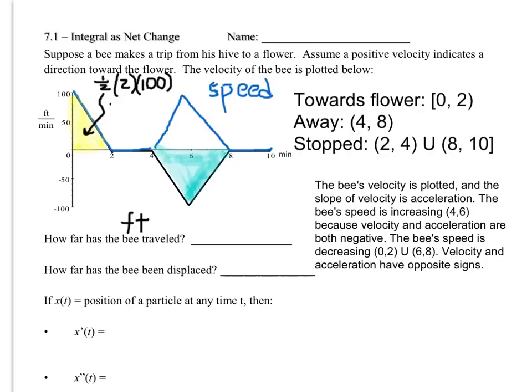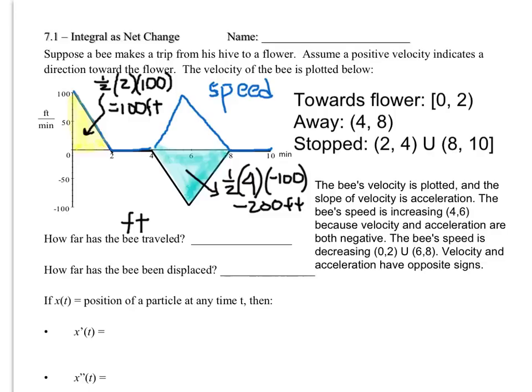Okay, so we're getting 100 feet for that top region. For the bottom region here, 1/2, our base this time is 4 minutes, and our height this time is -100. And you'll see how that comes into play in just a second. So this time we've got -200 feet.